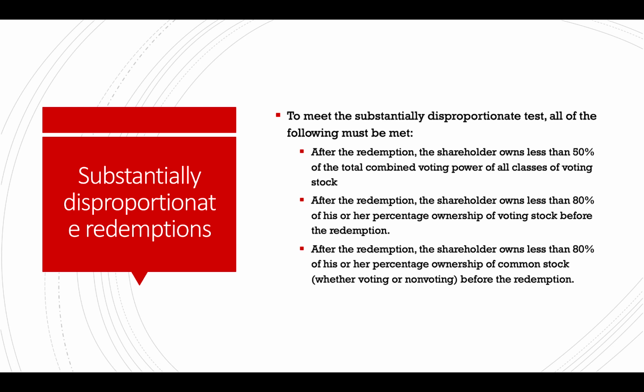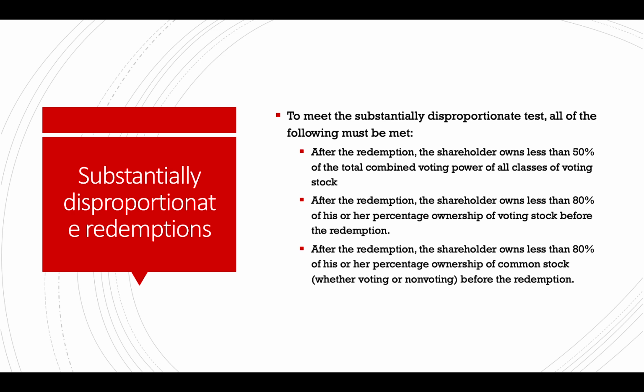After the redemption, the shareholder owns less than 50% of the total combined voting power of all classes of voting stock, and after the redemption, the shareholder owns less than 80% of his or her percentage ownership of voting stock before the redemption. And after the redemption, the shareholder owns less than 80% of his or her percentage ownership of common stock, whether voting or non-voting, before the redemption. Okay, so all three have to be met.